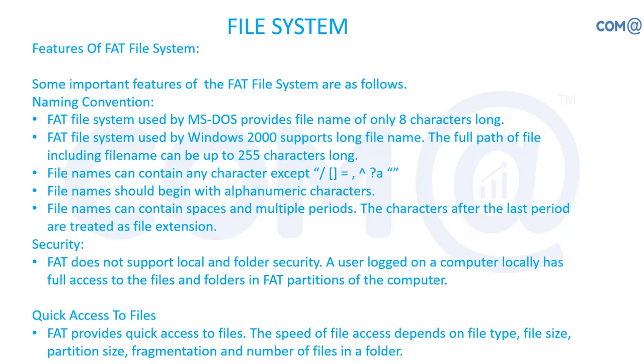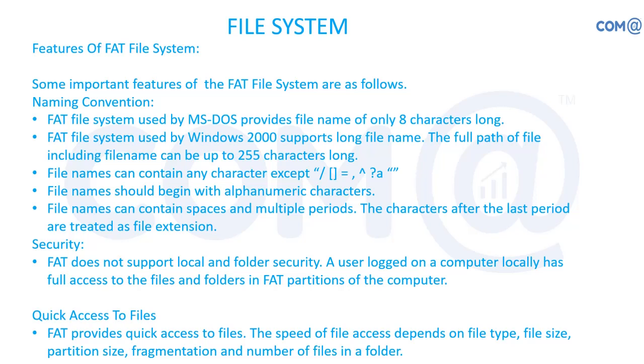Then we got FAT32, where we can have a single file up to 2 GB in size, and the partition can go to a larger size. The advantage of the FAT file system is that MS-DOS FAT can have only names of 8 characters, whereas FAT32 can have 255 characters. It allows special characters in the names, and names should start with alphanumeric characters. It can also contain periods and spaces. That is the normal naming convention.